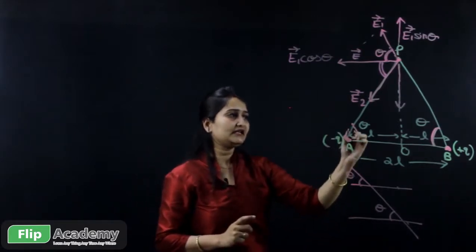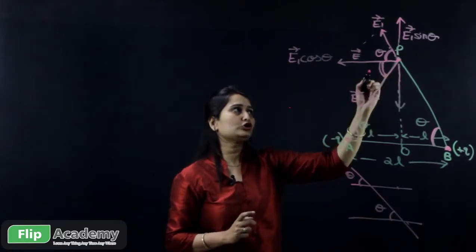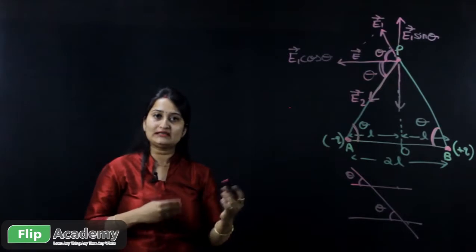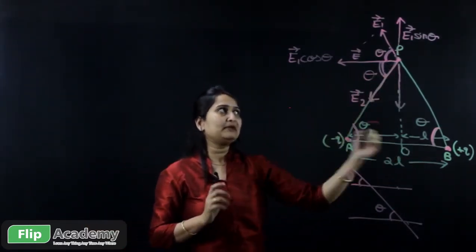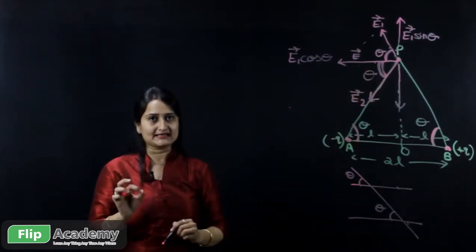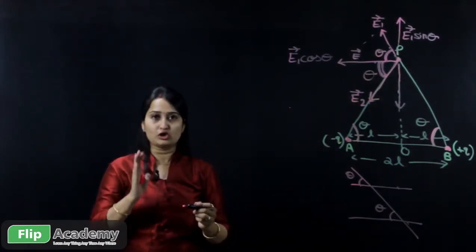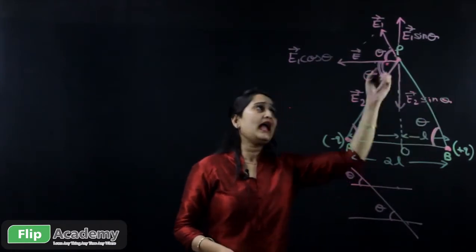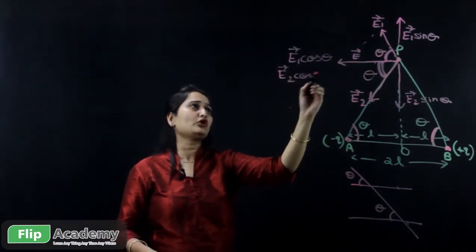Okay, this angle is given to you as theta. Similarly, this angle now also becomes theta. How? This is the alternate angle. So in this condition also, this angle PAB becomes equal to the angle which E2 makes with the x-axis. If the angle is known to you, you can easily resolve E2 into two components. So it becomes E2 sine of theta, and along the horizontal axis it becomes E2 cos of theta.